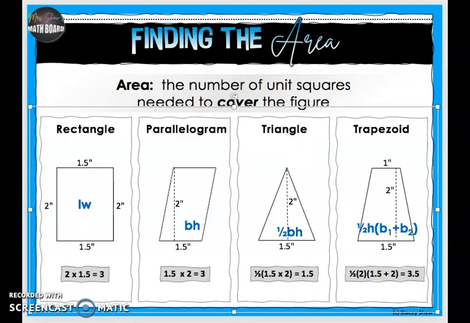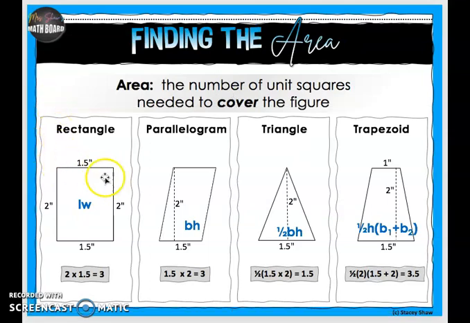Now we're going to talk about area. So area is the number of unit squares needed to cover the figure. So here's a rectangle. So in order to find the area of a rectangle, we're trying to find all this area within here. Okay, so you take the length times the width. So we say 2 times 1.5, which is 3, and that would give you the area of a rectangle. For a parallelogram, you would take the base times the height. So the base is 1.5, the height is 2. So you say 1.5 times 2 would be 3 as well.